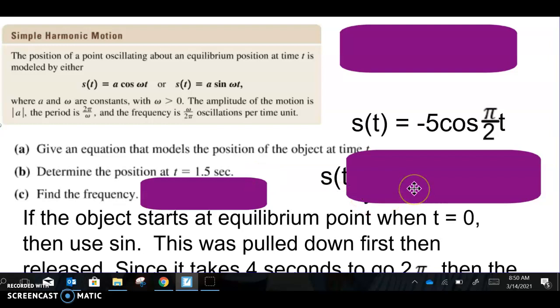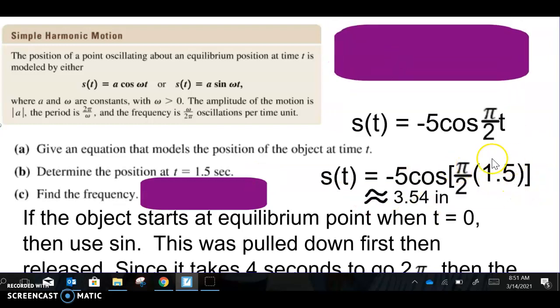Determine the position at 1.5 seconds. Well, I'll put 1.5 in for t: -5 cosine of pi over 2 times 1.5, making sure I'm in radians. I do that and I get 3.54 inches. That's where it is after 1.5 seconds. So that means it went past 0 and it's up at 3.54. It's going to go up to 5, back down to 0, and back down to -5.